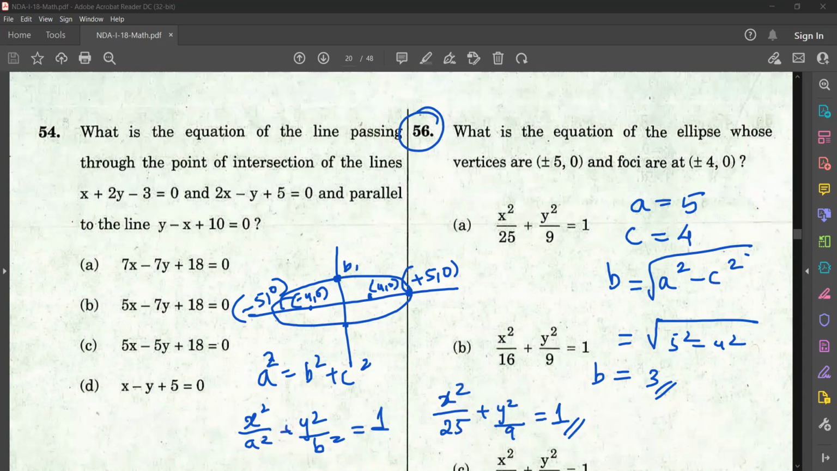So which is the option? Yeah, first option, option A is the correct one. So very direct question, copy down this. Any doubts you can comment.